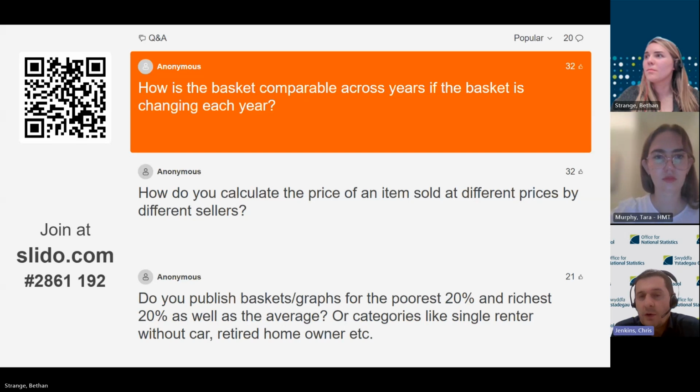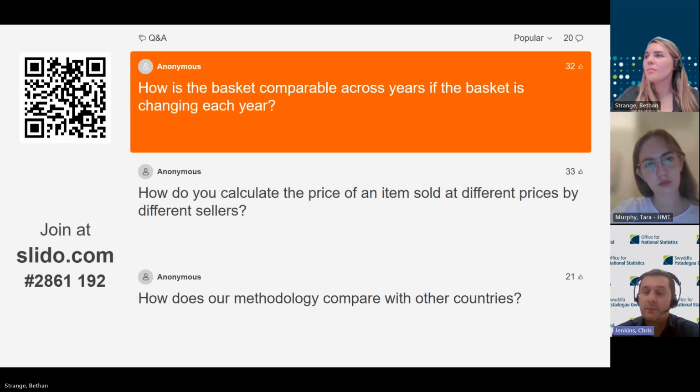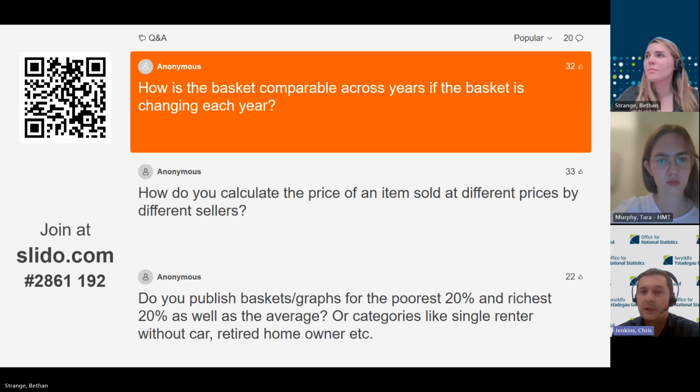Because we're only pricing that basket from January each year, what we do is we collect prices for both the old basket and the new basket in an overlap month, and then we use that overlap month to chain those movements together. A process called chain linking allows us to combine the new basket with the old basket to give us this comparable price index that we can use over time. But effectively what we're doing is we're only ever pricing the new basket from January every year.